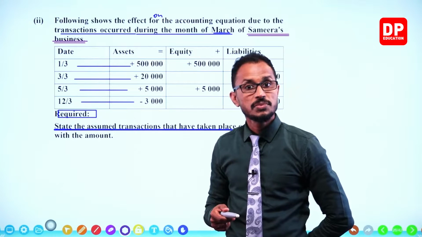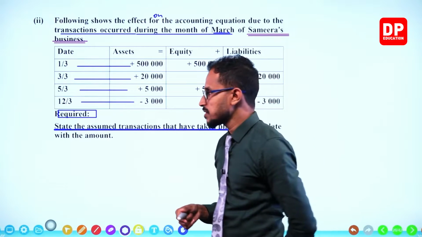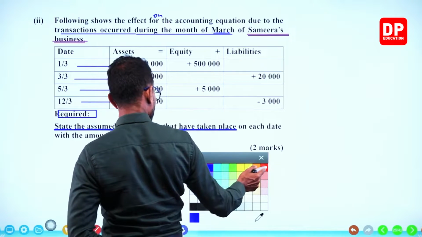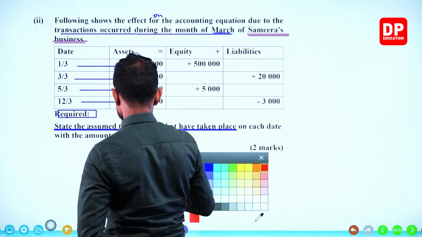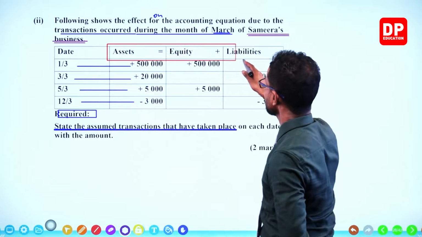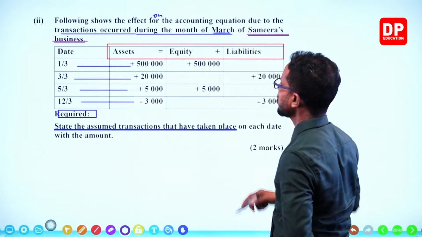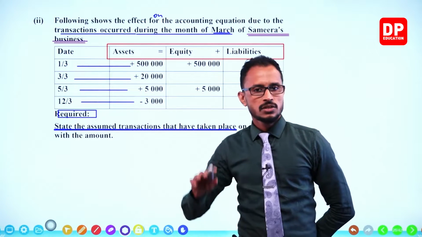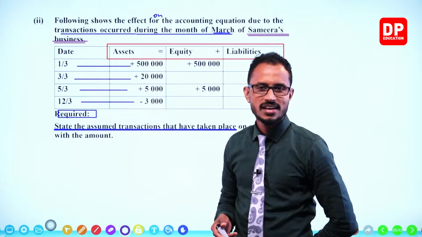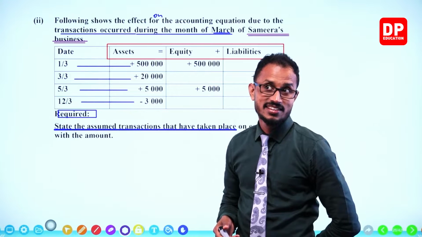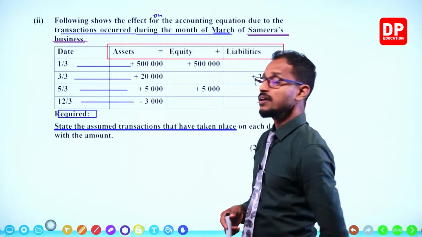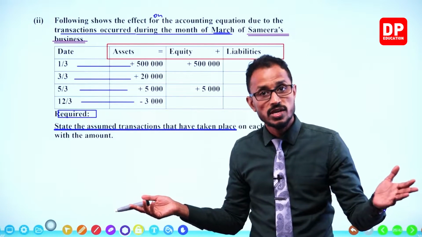You have to be a little familiar with the equation, the accounting equation. This is the accounting equation. Where's the accounting equation now? This is the accounting equation. See, you have to be familiar with this. Otherwise, you can't do this type of a question. Of course, assets equals equity plus liabilities. Now, I can't teach you the accounting equation now.